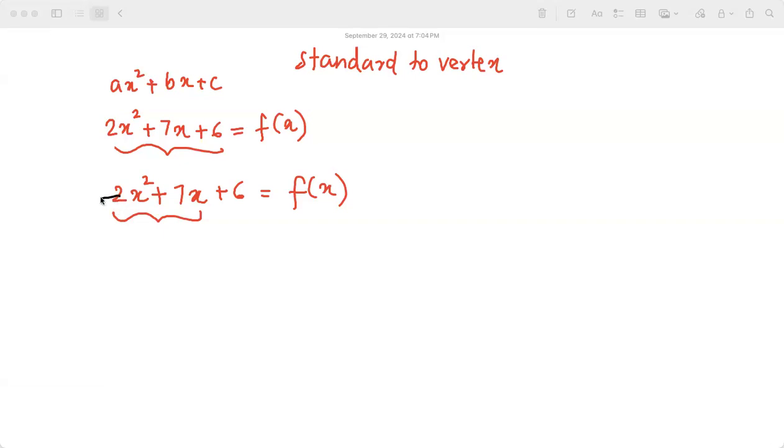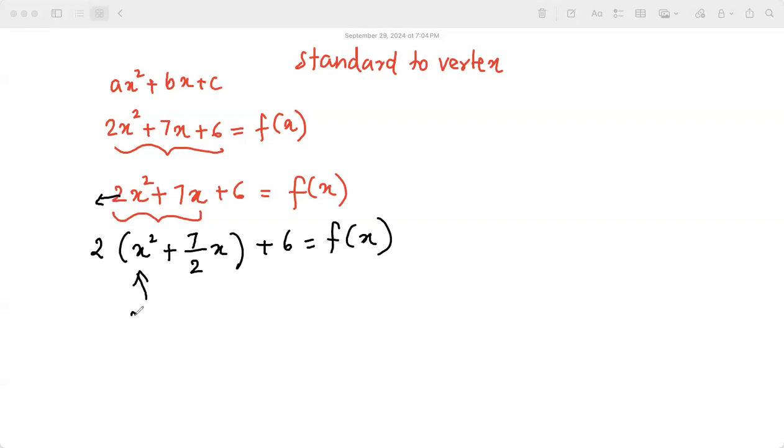So here, take out the 2, ma. Take out the 2, bring the coefficient of x square to a 1, and then 7 by 2x, right? And after that, plus 6. Now, would you be able to convert?